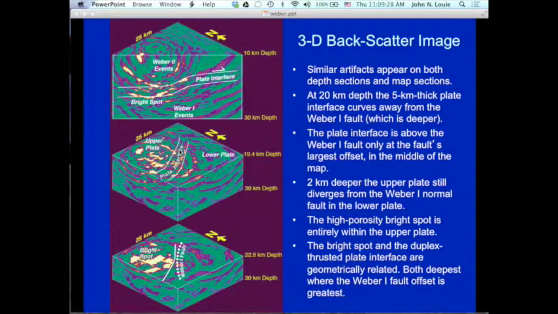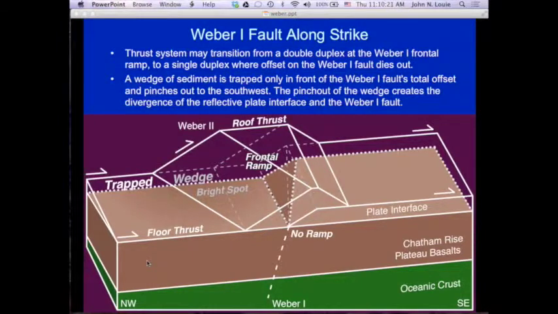You can see what I called the frontal ramp. The frontal ramp is here, and on the other side of the plate interface, it's over here, and it's striking northeast. And then here down is the level of the bright spot at 23 kilometers depth. In backscatter, the bright spot is restricted to this particular area that is right in front of the Weber 1 fault. If I draw the Weber 1 fault along its aftershocks, that's where it would be at this depth. And there's where the frontal ramp is, and the bright spot is restricted in its area. So I put together this sort of half of the bright spot in this area when I constructed this 3D view of it.